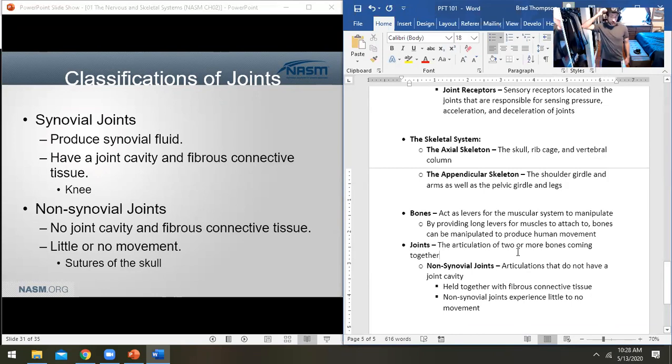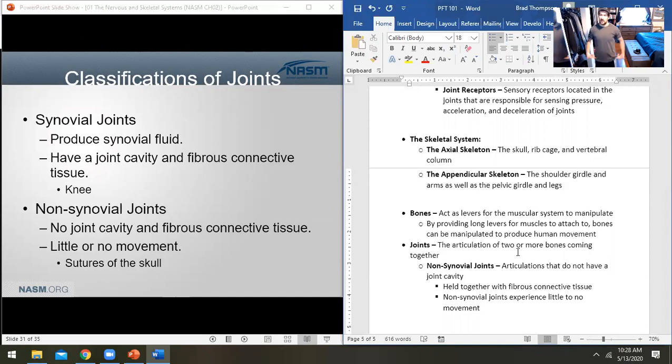Like the sutures of your skull, for instance. Yes, there are technically more than one. There's a lot of different bones coming together in the top of your skull, but we think of it as just one big, circular bone. Technically, it's multiple bones, but they don't really act like multiple bones. They're not really designed to move very much. So that's a non-synovial joint.